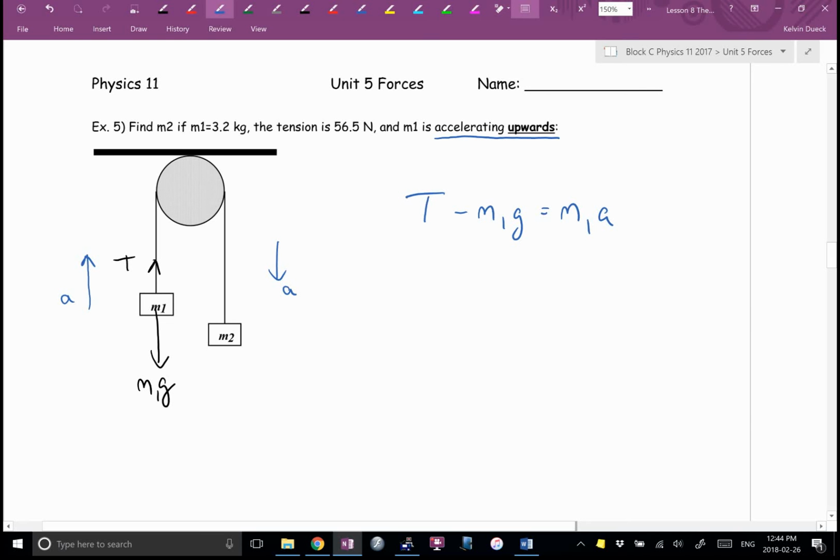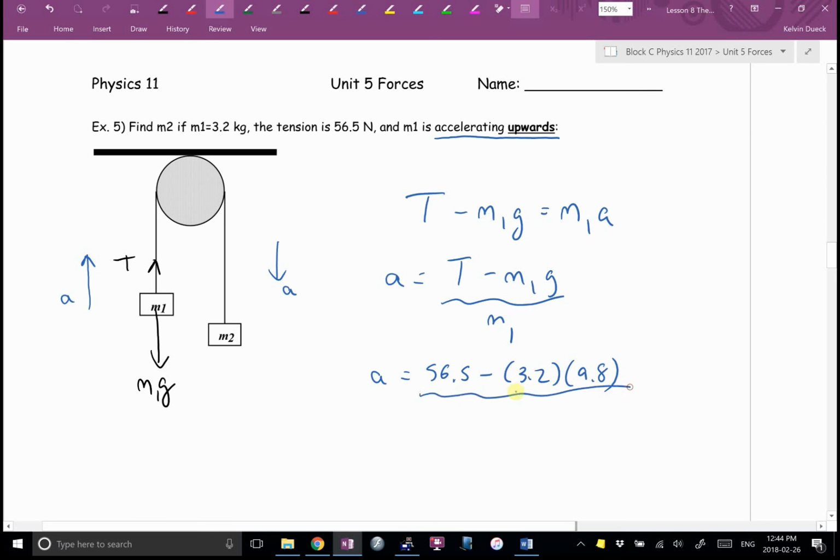Let's find the acceleration. How would I get the A by itself? So the acceleration is going to be tension minus M1G divided by M1. Yes, it will. The acceleration is going to be tension 56.5 minus 3.2 times 9.8 divided by 3.2.